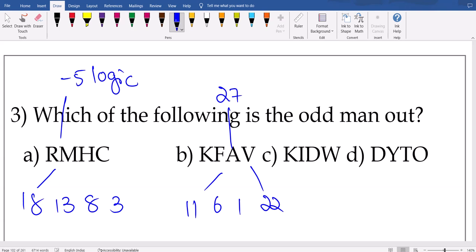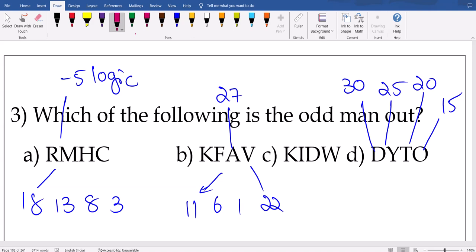A can be taken as 27 also, no problem. A can be 27 as well. So this is also the same. Minus 5 logic only. 11 minus 5, 6, 6 minus 5, 1. A can be 27 also. 27 minus 5, 22. Perfect. Whereas here, D can be 30. Y 25. T 20. O 15. Perfect.